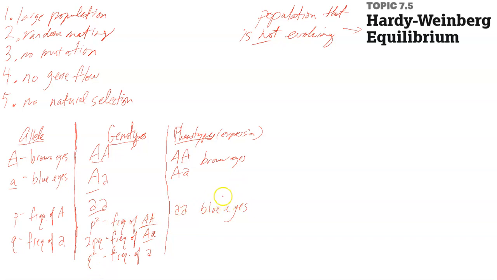all these different genotypes. But what is the purpose of this Hardy-Weinberg equilibrium? Why do we want to know what a population looks like when it's not evolving? And the reason we want to know that is because it gives us a valuable null hypothesis.